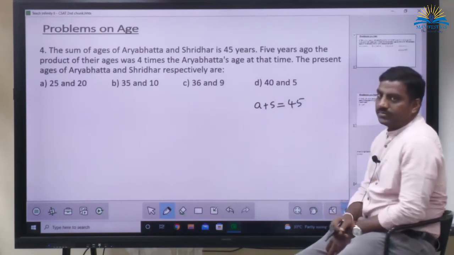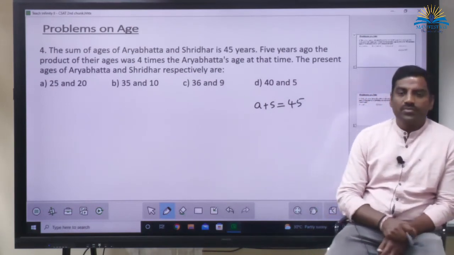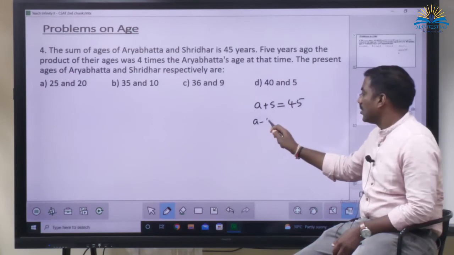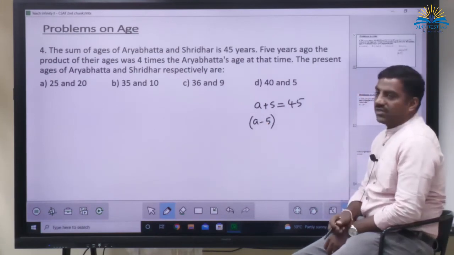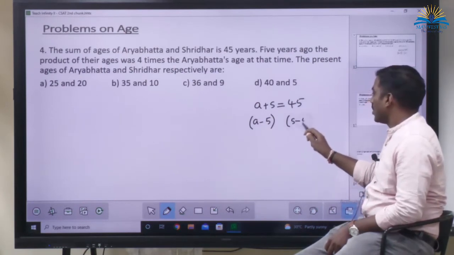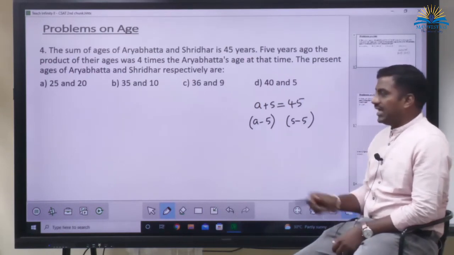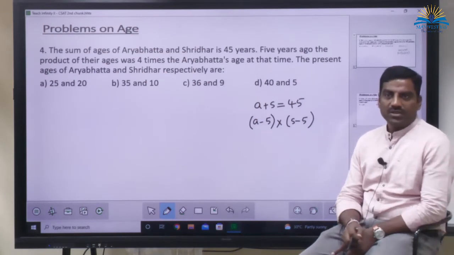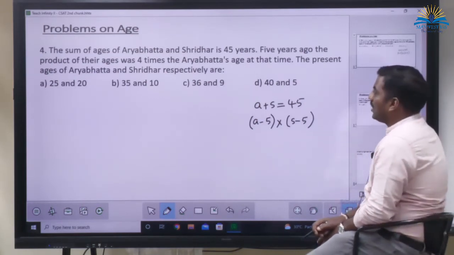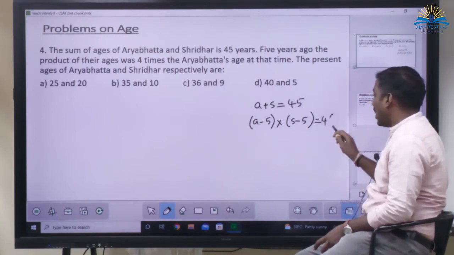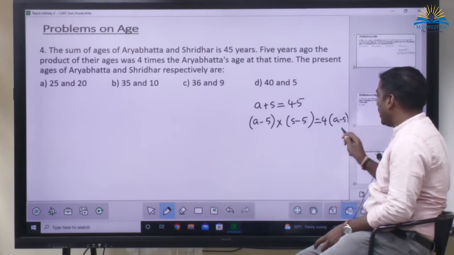Five years ago, what was the age of Aryabhata? A minus 5. What was the age of Sridhar? S minus 5. Five years ago, the product of their ages, A minus 5 into S minus 5, was 4 times the Aryabhata's age at that time. So they are telling this is 4 times of the age of Aryabhata then. It was A minus 5 only.